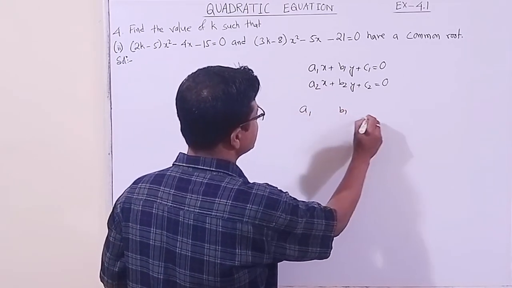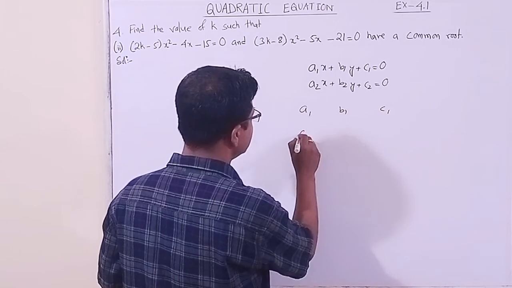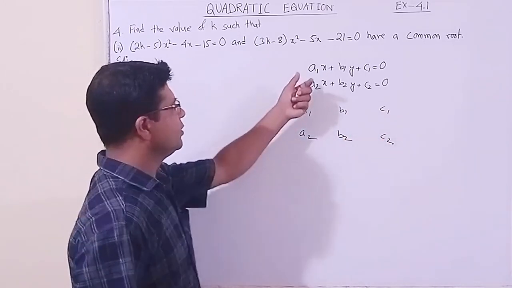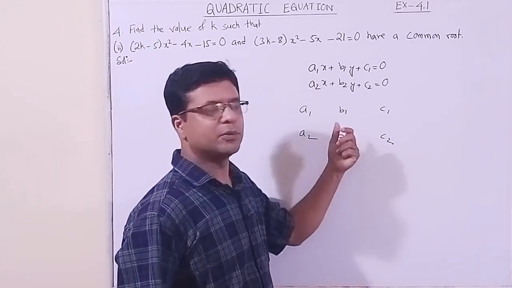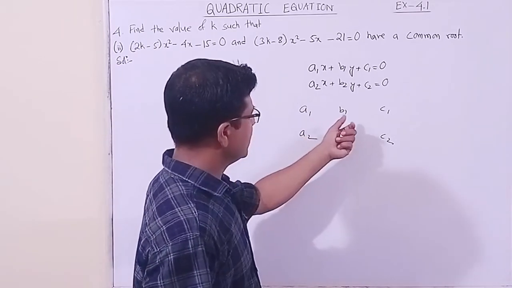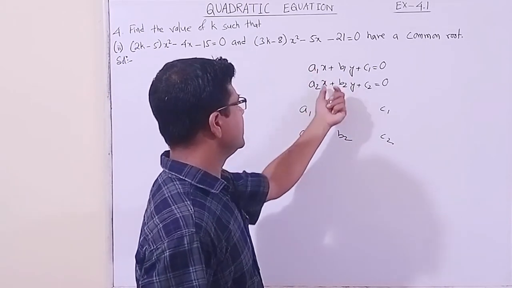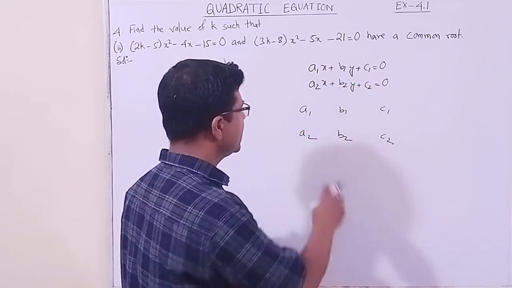a1, b1 and c1. Again here a2, b2, c2. Here directly we have written the coefficients, but in the book or in all the videos they have started with this. But my method is: at first a1, a2, b1, b2, c1, c2. Then again you close with this one.